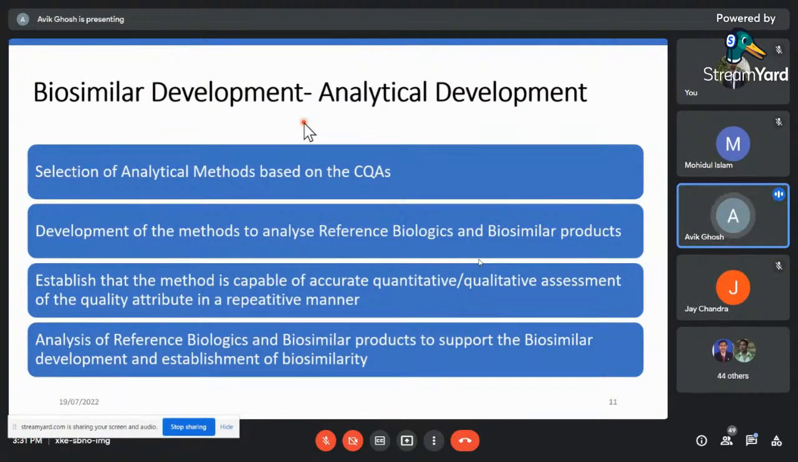Say, for example, size exclusion chromatography. Your goal is to separate the aggregate and the main product in the liquid chromatography, right? So you develop your method in such a way that these two things, the aggregate and the main product, which is not an aggregate, are appropriately separated so that they can be quantified reliably, right? So that is the method development part.